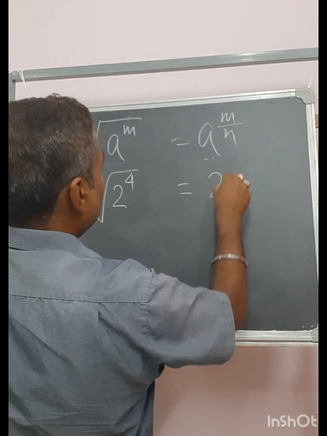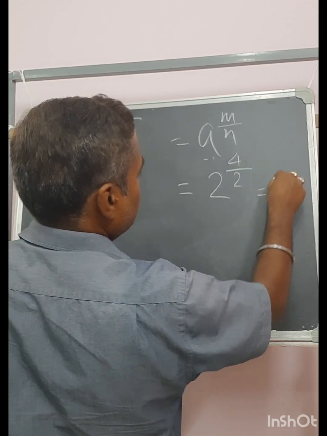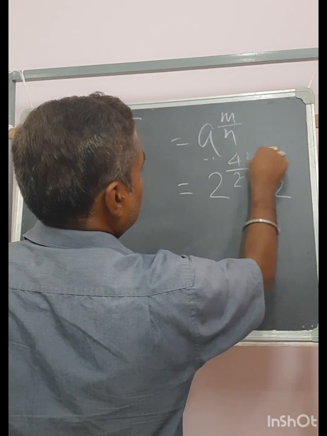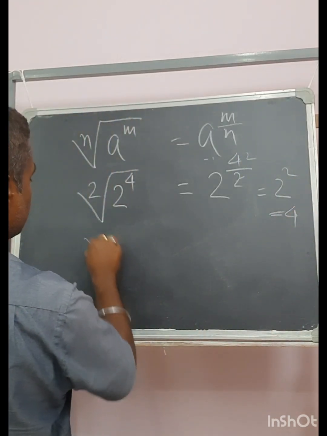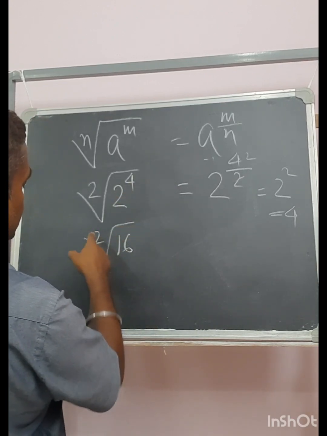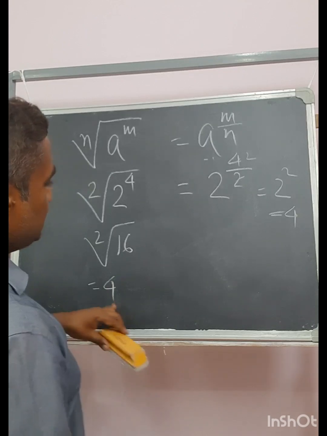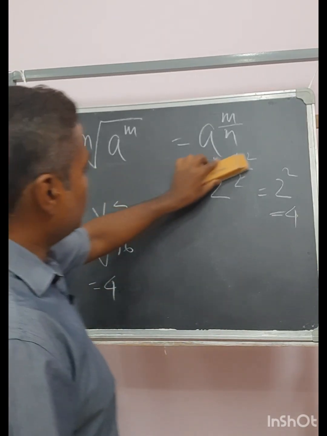So it will be 2 to the power m by 2, which is 4 by 2, so that gives you 2 square, that means 4. Now check here, it is under root of 2 to the power 4, which is 16, so the square root of 16 is equal to 4. So left and right are matching, so this also holds good.